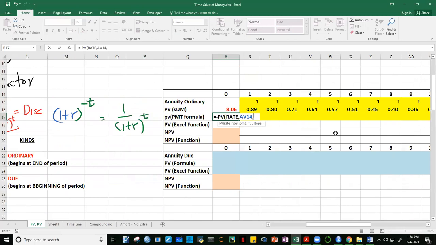What is our annuity? What's the constant cash flow? One, sir. Yes, one. Yung annuity natin, one. And remember, PMT is equal to annuity.